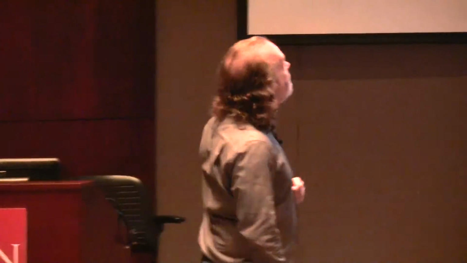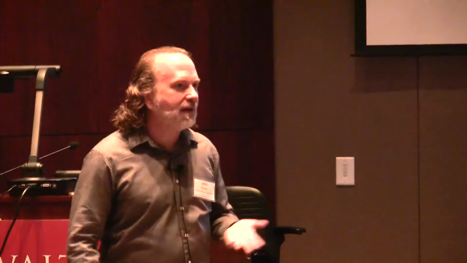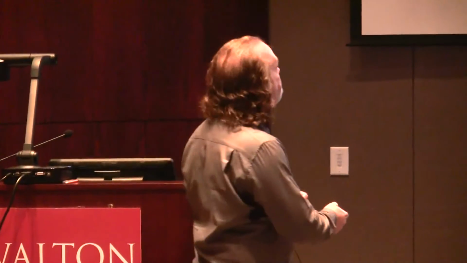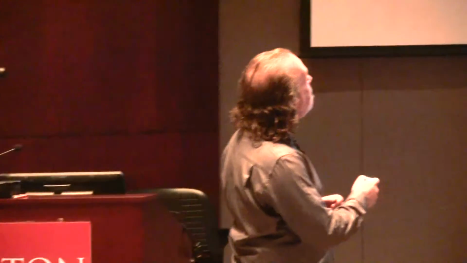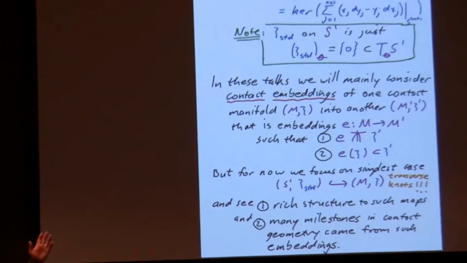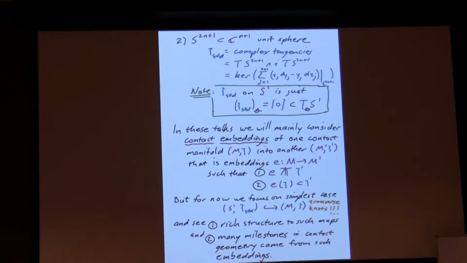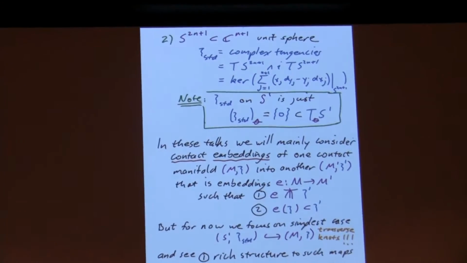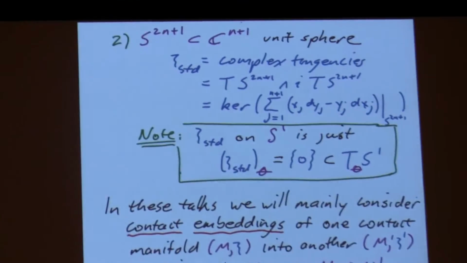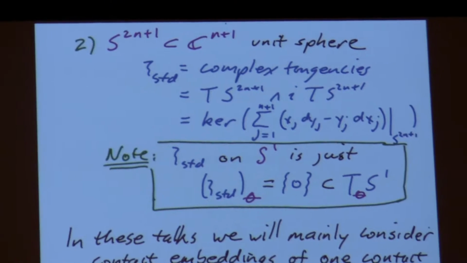So one other example I want to give, because it turns out I'm typically going to be more interested in compact manifolds than non-compact manifolds, like most topologists are. If you compactify R^(2n+1), you get a sphere. And that sphere you can think of as the unit sphere in complex space. And then you can define a contact structure as just the complex tangencies to the sphere.